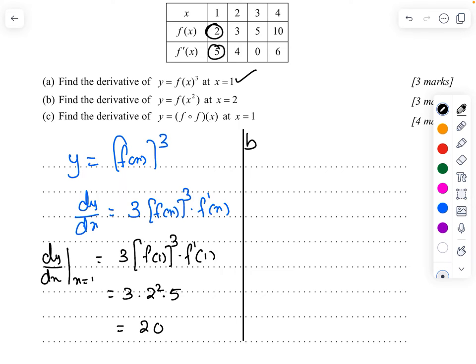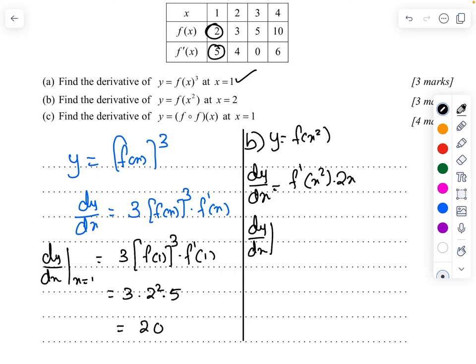Coming to part B, y equals f of x squared. So what will be dy by dx? dy by dx equals f prime of x squared times the derivative of x squared, which is 2x. Now I want dy by dx at x equals 2. f prime of 2 squared times 2 times 2, which is going to be f prime of 4 times 4. What is f prime of 4? It is 6. So 6 times 4, and the answer is going to be 24.